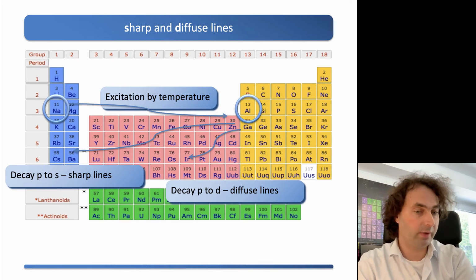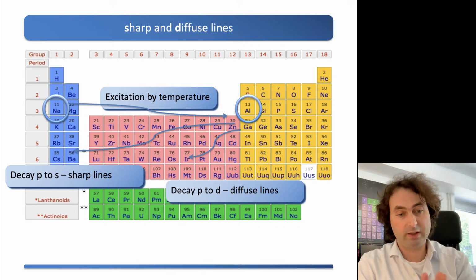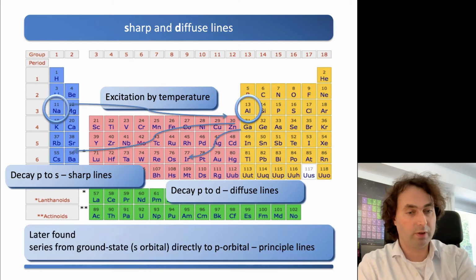And we now understand where this comes from, and it has to do with the angular momentum and the spin and the spin-orbit coupling that we have, where the sharp lines are really single states, and the diffuse lines, when you zoom in, are actually given by more than one line.